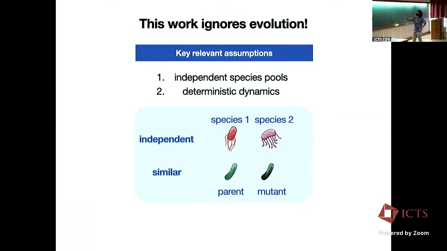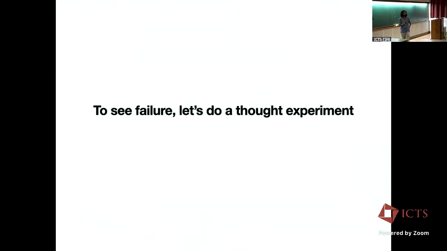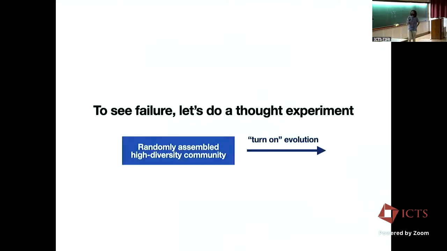So there are these two assumptions, one that has to do with the central limit theorem, one that has to do with stochasticity, that really are in some sense features when you're doing high-dimensional ecology. They make the calculation easier, but I want to argue that these are exactly the things that become caveats when you're trying to do ecoevolution. And so just to see why this is the case, let's do a thought experiment together for the rest of this talk. Let's start with a randomly assembled, highly diverse community, and let's turn on evolution and ask what are the things that we have to worry about.